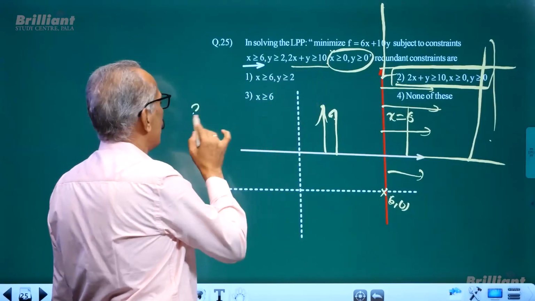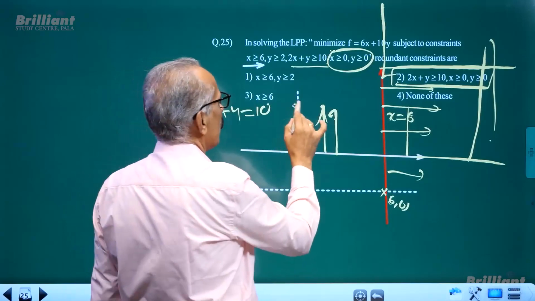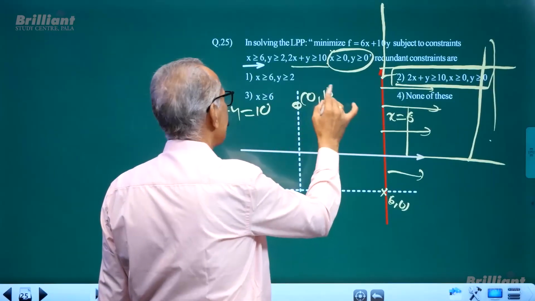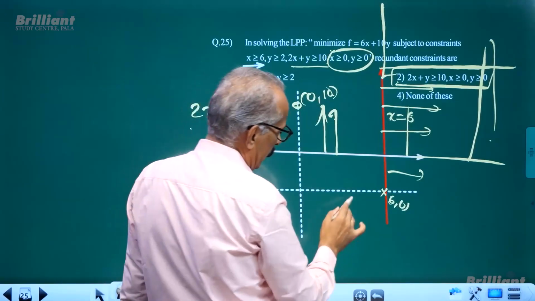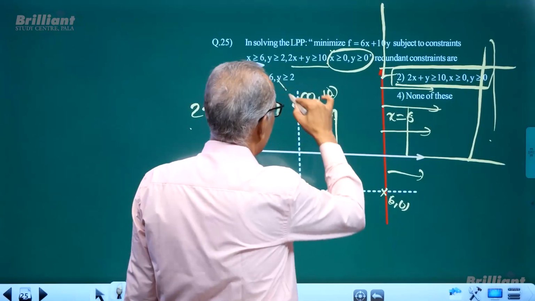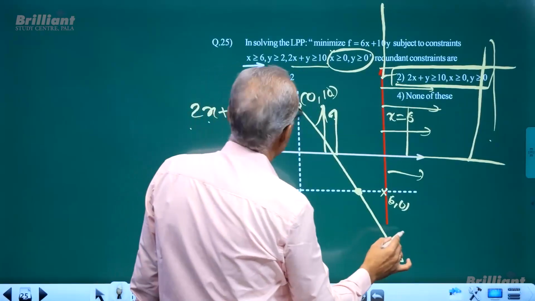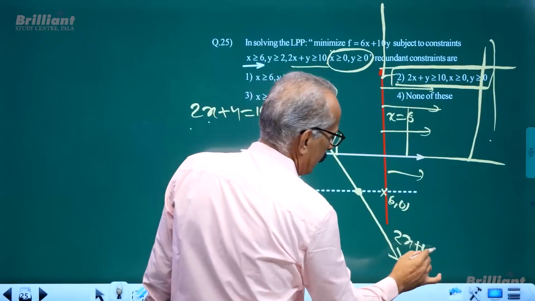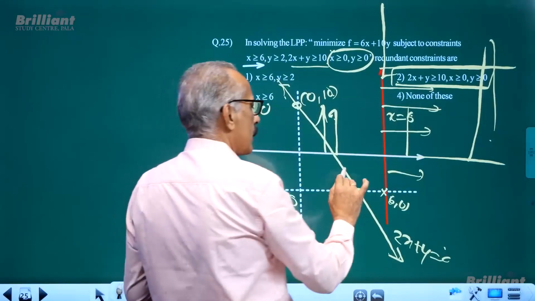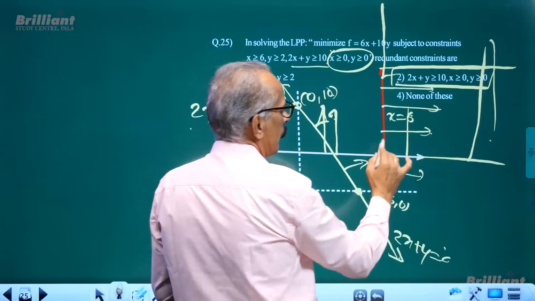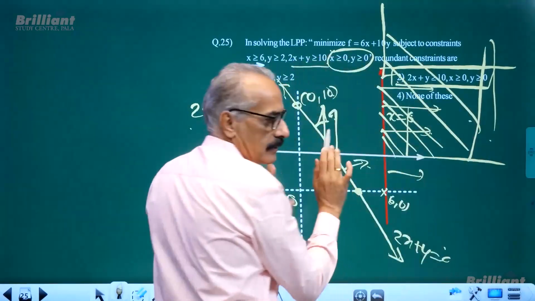2x plus y equal to 10. x is equal to 0, your y will be 10. This is (0, 10). Then y equal to 0, x is equal to what there? 5. So your line will be like this. This is the line, that is 2x plus y equal to 10. Greater than 10 means the origin's upper part, that is this part. So already this is your answer. You have already written this is your answer. Therefore, this was not necessary.